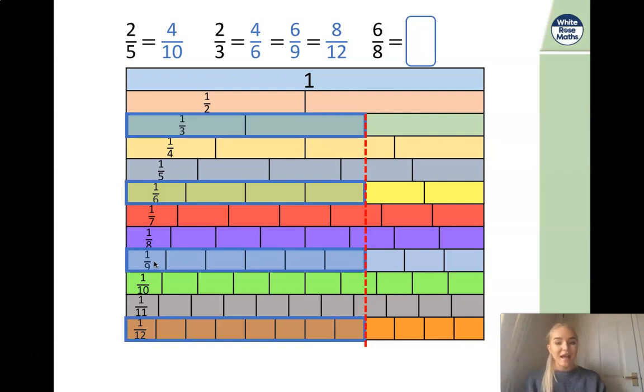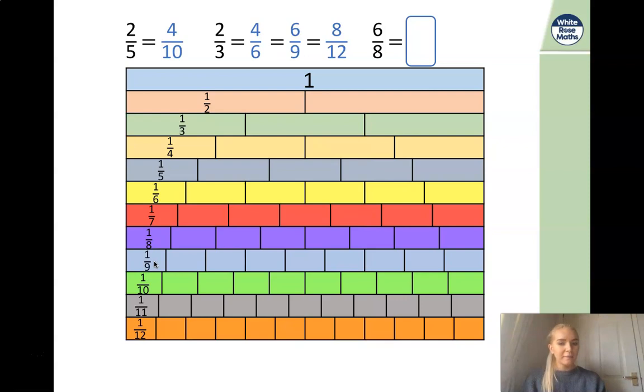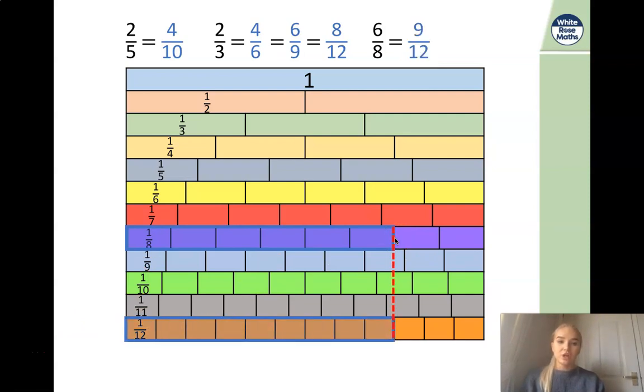Finally then, 6/8. Which bar am I looking at? My red one, well done. No, not red, my purple bar. And I can see that 6/8 are here. I can draw my line down and see that it is equivalent to 9/12. But also, it's equivalent to how many quarters? 3/4. Fantastic.